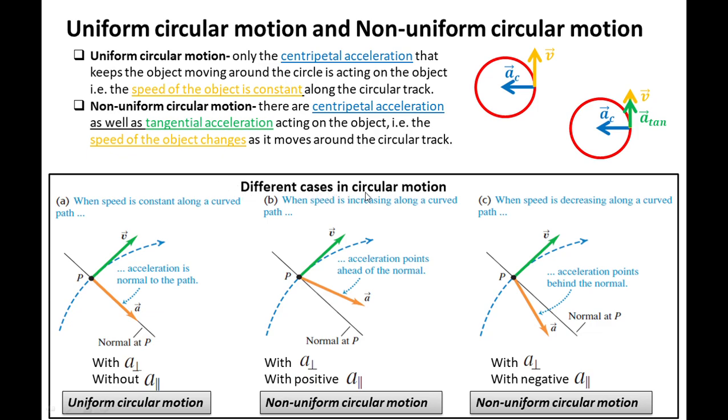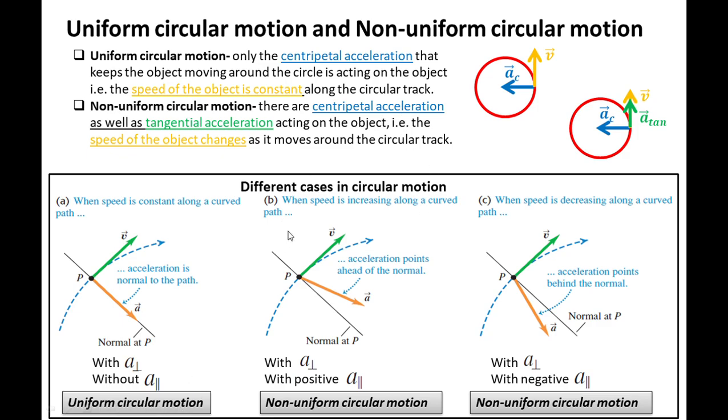So in our different cases of circular motion discussed in the previous slide, we have constant speed, increasing speed while following a curved path, and decreasing speed while following a curved path. We can actually label them according to what type of circular motion they are. In our case A, when the speed is constant along a curved path, this case is a uniform circular motion.